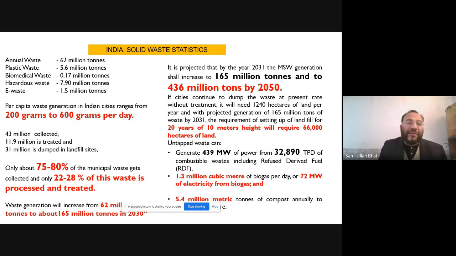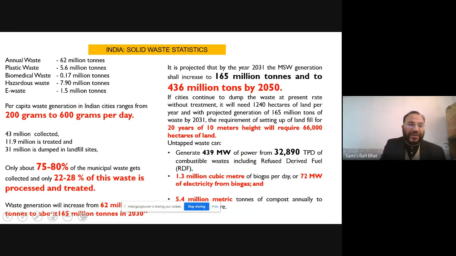Or if you look at your contribution as an individual, you are generating 200 grams to 600 grams per person per day. Means daily you are generating half a kg. Means 15 kg is contributed by each of us per month. And if you look at the Indian population of 1.3 billion, where it goes to. So it is sending an alarming situation to the policymakers, to the scientists, that we cannot leave it as such.